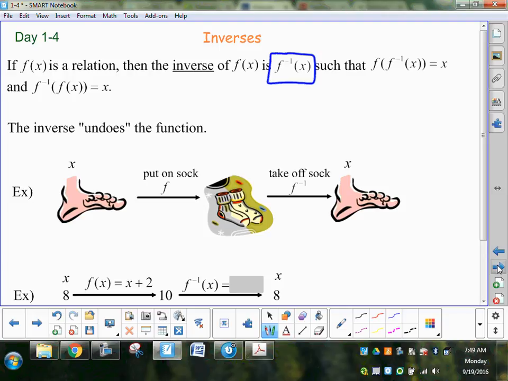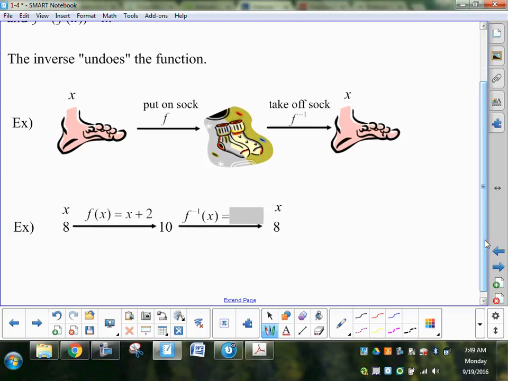So here's two examples. The inverse undoes the function. If the function is putting a sock on your foot, taking the sock off is the inverse function to get you the original. Now, to start off, here's my function: I add 2. The inverse would require me to subtract 2.